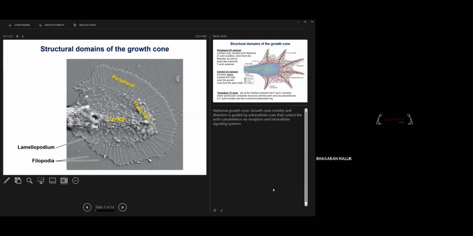From this peripheral zone, you have projections coming out. These are highly enriched with actin and form the filopodia projections. In between two filopodia, you have a sheath-like structure called lamellipodia. It attaches to the substrate and forms flat structures present in between the filopodia. These are called lamellipodia. So this is the structure of the growth cone.